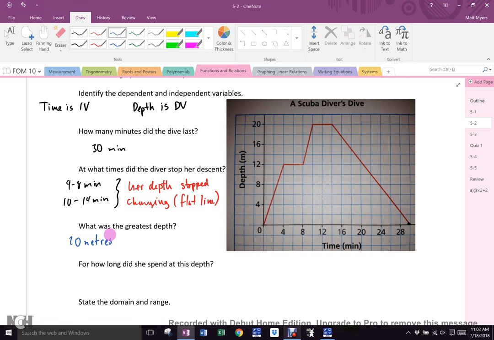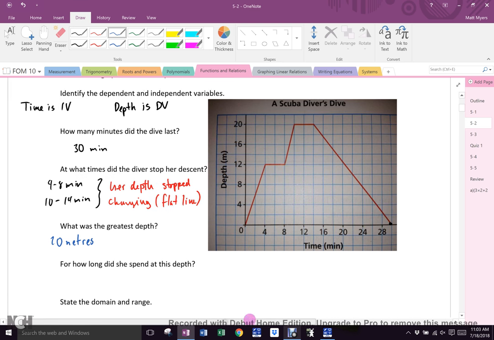Now, this is a very important thing to understand. Is this graph a drawing of what she did? Or is this graph a pictorial representation of data? A or B? B. Graphs do not show what actually happened. They show a representation of the data.